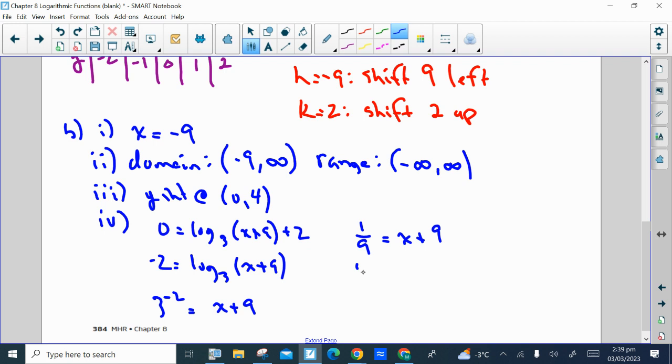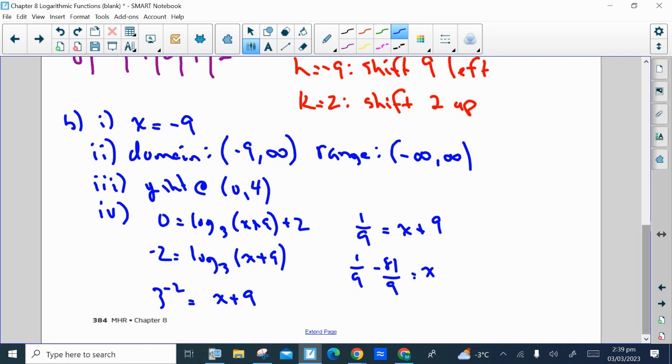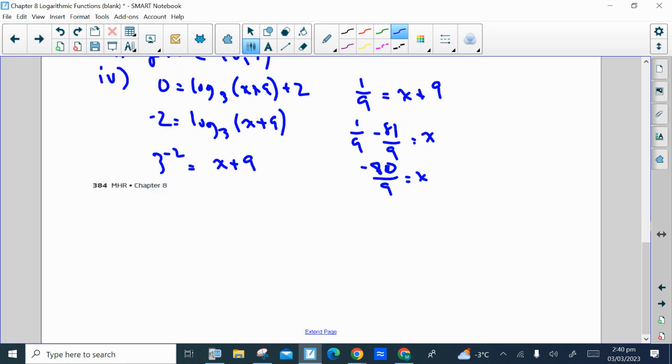So we'll subtract the 9 from both sides, which will be 81 over 9. So we have a common denominator there. And so x will equal -80 over 9. Again, it's between -8 and -9, like our graph showed, but closer to -9. Right, that's -8 and 8 over 9. Okay, so there's that one done.